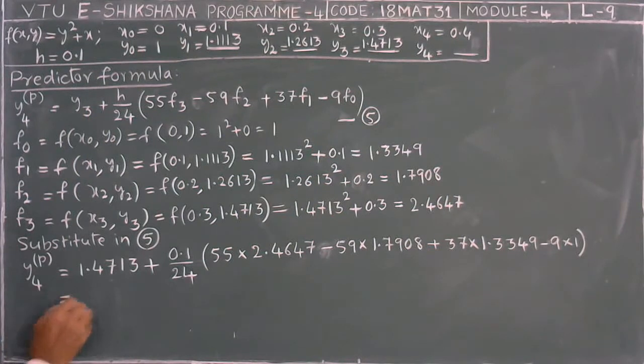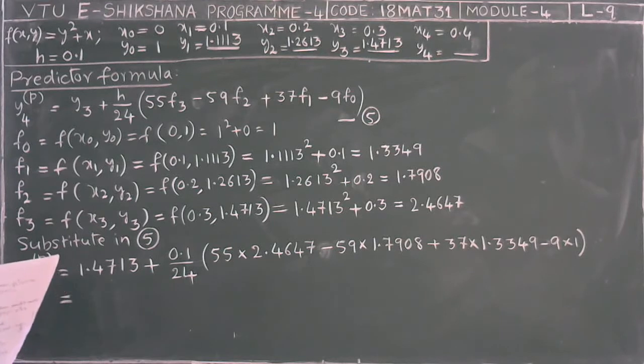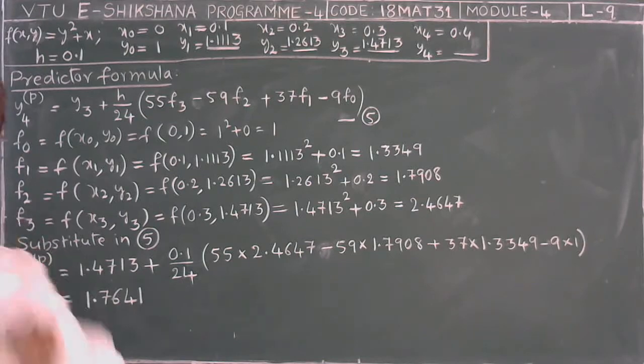So if you compute carefully using a calculator, you get the value of y4P. The value of y4P is equal to 1.7641. The predicted value is 1.7641.